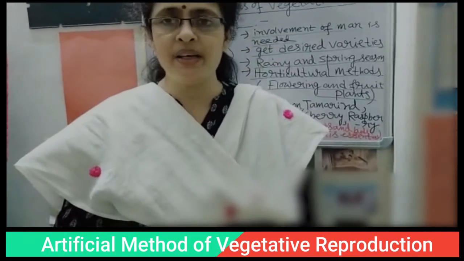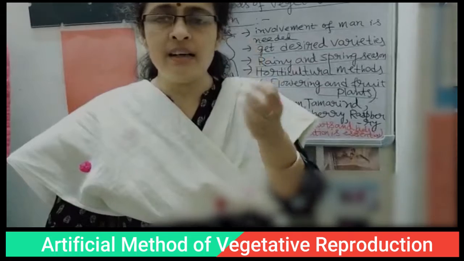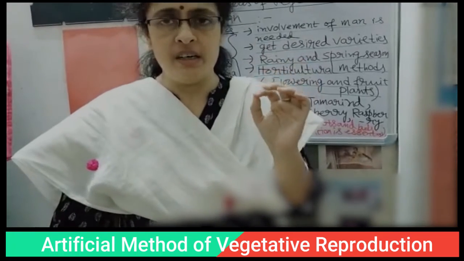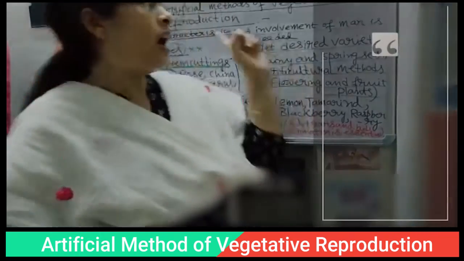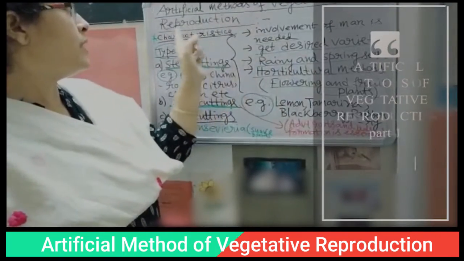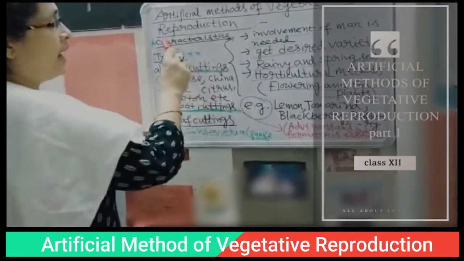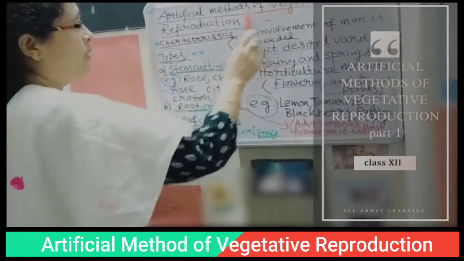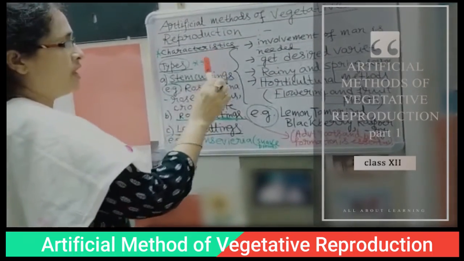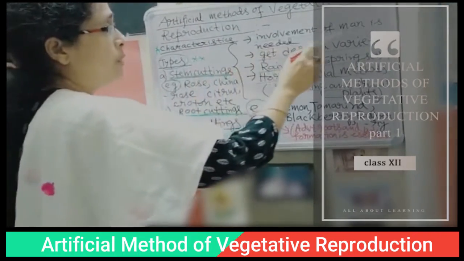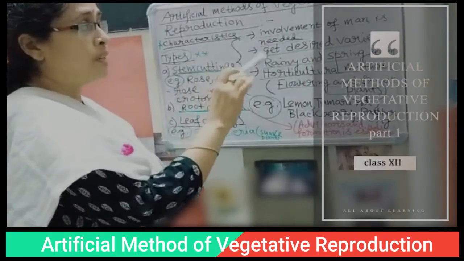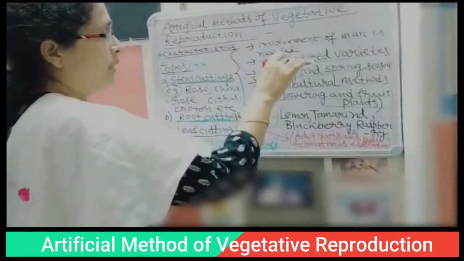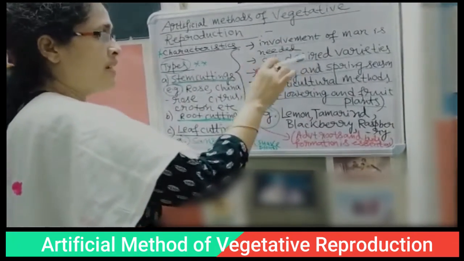I have already explained natural vegetative propagation. Today, I am explaining artificial methods of vegetative reproduction. Now the characteristics of artificial methods of vegetative reproduction. Number one, involvement of man is needed. In natural method there is no involvement of man, but in this method man's involvement is needed.